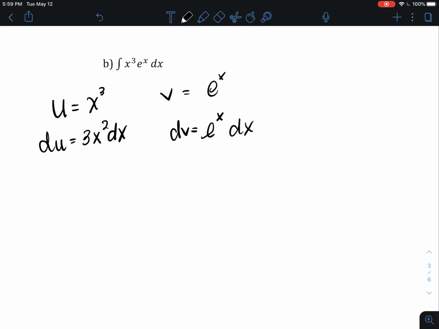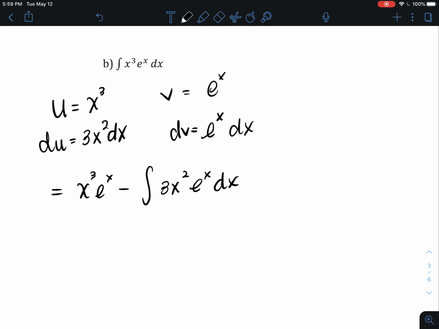If we write this out, it's u times v, so x cubed e to the x, minus the integral of 3x squared e to the x dx.